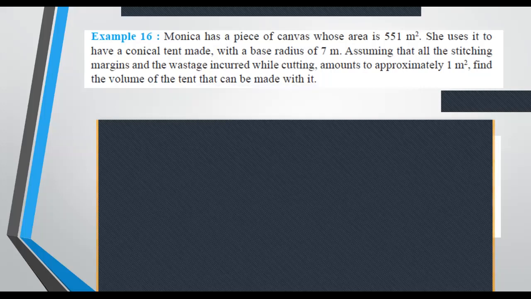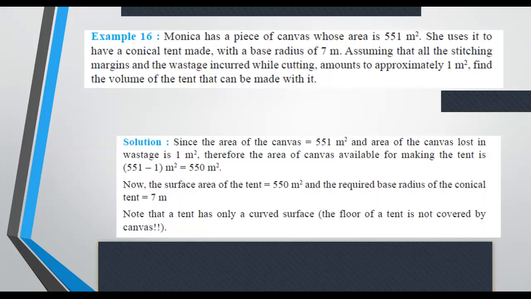Okay, children, are we done? Shall I now? Yes, ma'am. Go ahead. Is the answer 1,232 meter cube? Hold a minute. Did you work out like this? Now, the area of the canvas given to us is 551 meters square. And the area of the wastage is already given to us as 1 meter square. So how much do we get in hand? 550 meters square. Yes. So that is actually nothing but the surface area of the tent.